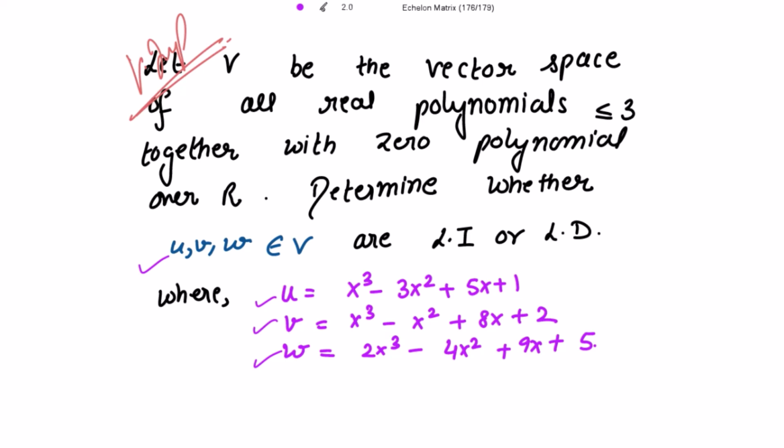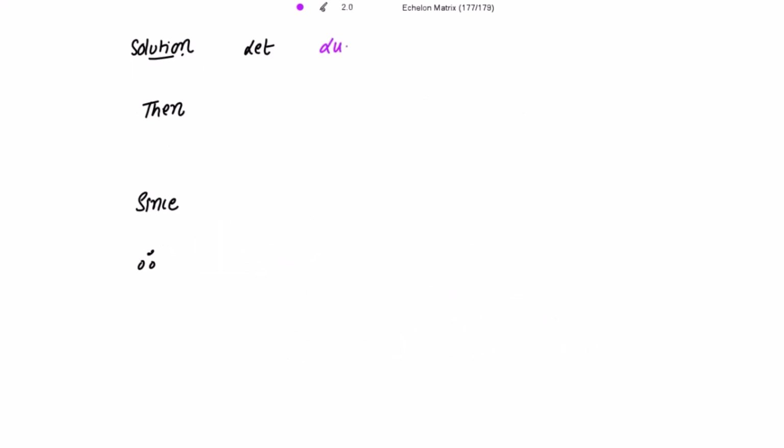The condition for linear independence is that we write the linear combination alpha u plus beta v plus gamma w equal to 0, and then we need to show that these scalars alpha, beta, gamma are all equal to 0 for linear independence, right? So let's check this. Let alpha u plus beta v plus gamma w equal to 0.